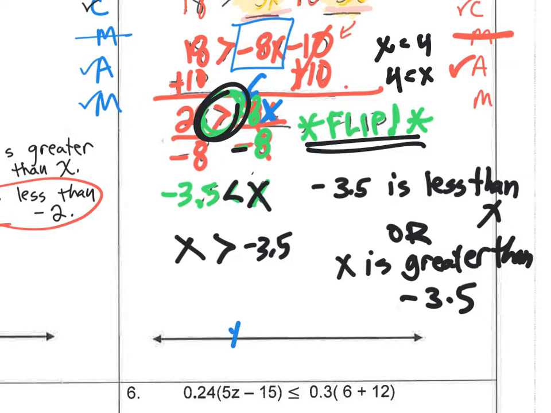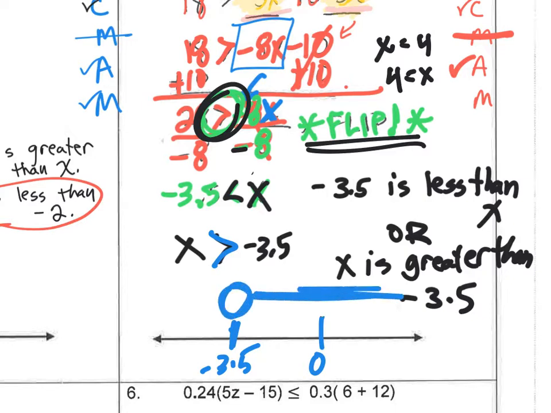So I'm going to show 0, and I'm going to show negative 3.5. This is an open circle, and I'm going to shade to the right. Only, what did I do wrong here? Did you guys see that mistake? I hope you did. Let's try that again, shall we? This says 3.5, so it's an open circle at negative 3.5, and then shade to the right, all the numbers greater than.